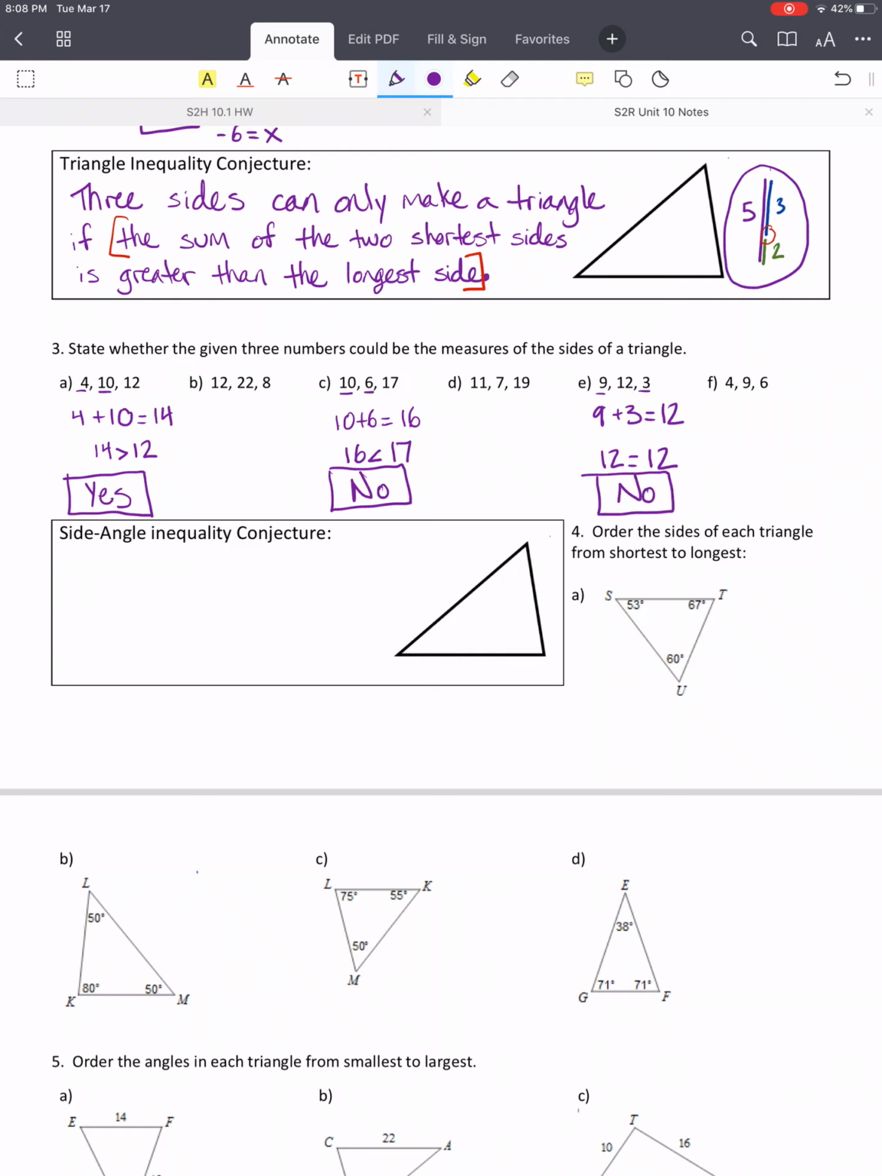Let's do one more just for good measure. Part F. 4 plus 6 is 10. Would you look at that? 10 is in fact greater than 9. So yes, they could make a triangle.